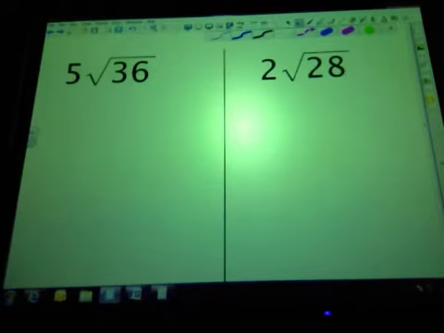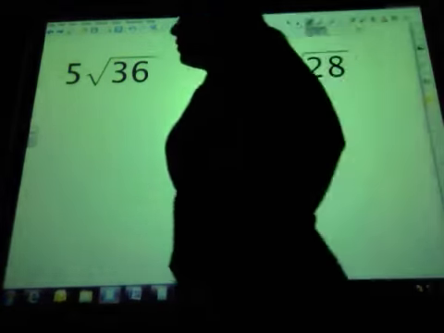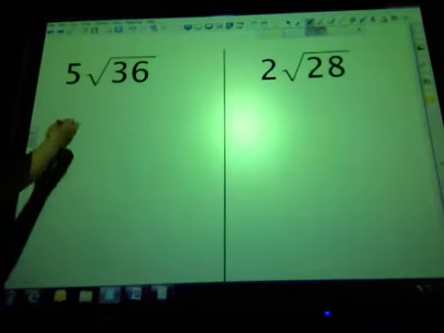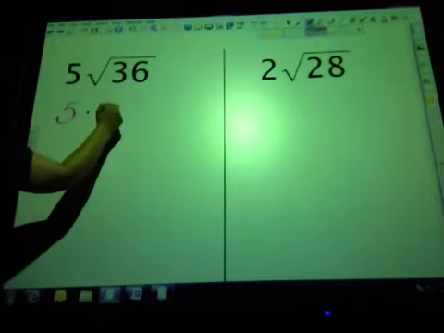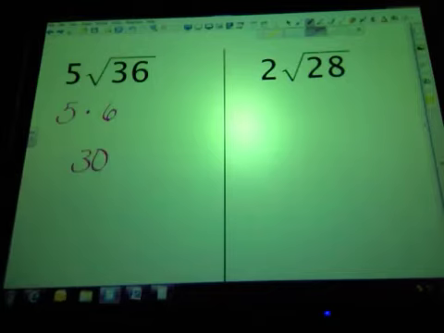This one has a little bit more to it. You have to simplify the radical, or simplify the square root, and then multiply by whatever's on the outside. So we have 5 times the square root of 36. What I need to do is figure out what's the square root of 36. Square root of 36 is 6, so I'm just going to do 5 times 6. And that's 30. So you have to simplify always as much as you can.